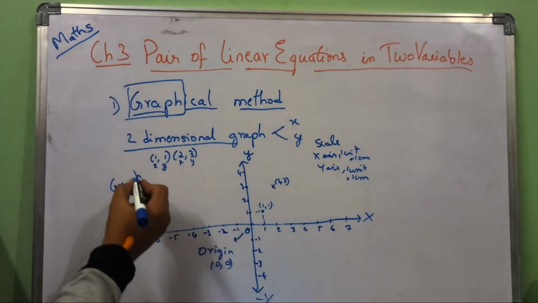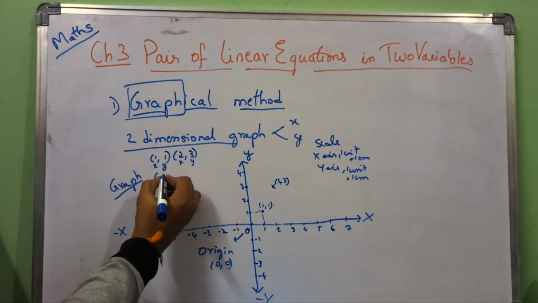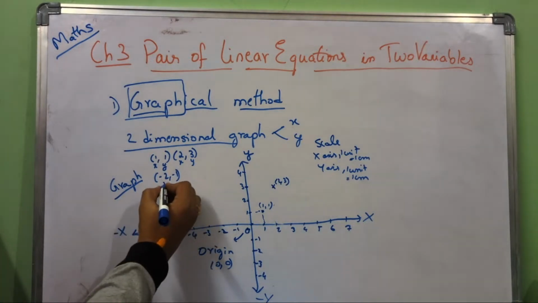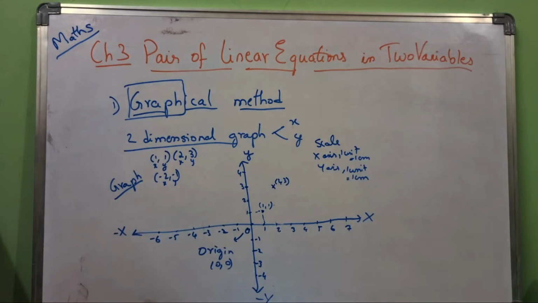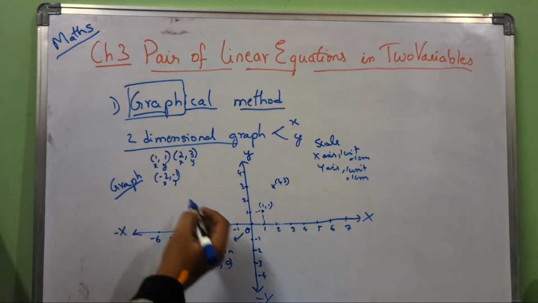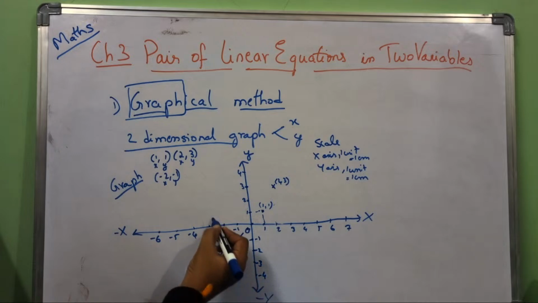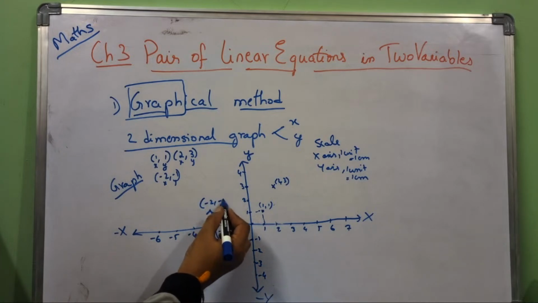The same way, if I ask how to mark, suppose -2, -1. How to plot this point? X is -2. So first go here, x is -2 here, and y is -1. So from here we need to go to the -1 point. So this is here. This is -2, -1.